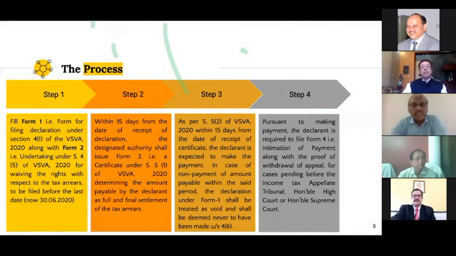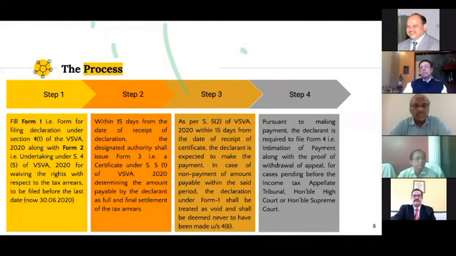Then within a period of 15 days from the date of receipt of the declaration, the designated authority shall issue a Form 3, a certificate certifying the amount payable by the declarant as full and final settlement under Section 5. Then within the next 15 days from the date of receipt of the certificate, the declarant is required to make the payment of the amount determined, which is full and final, and conclusive, and cannot be challenged. I'll deal with that aspect later.